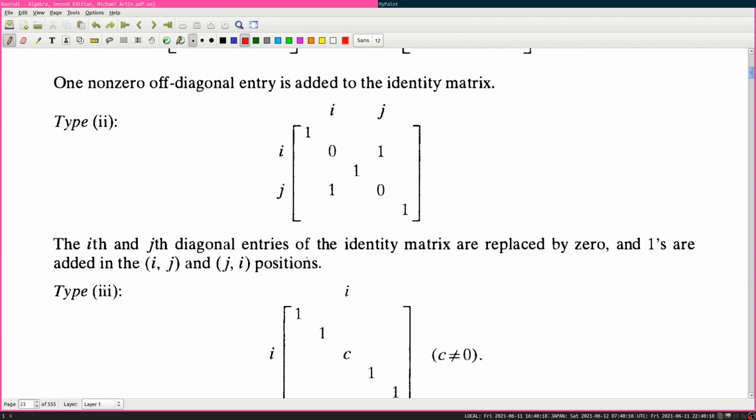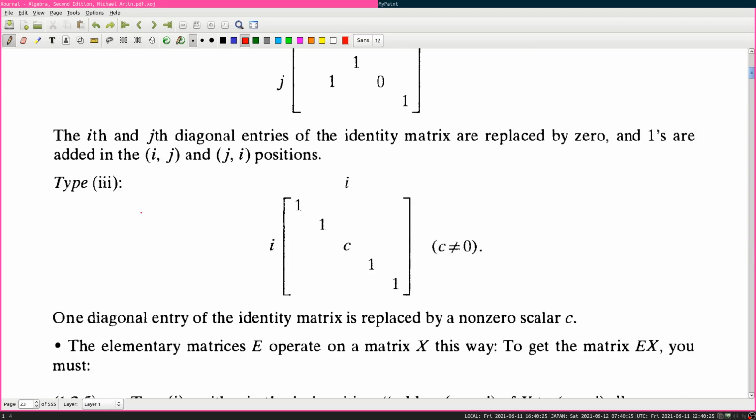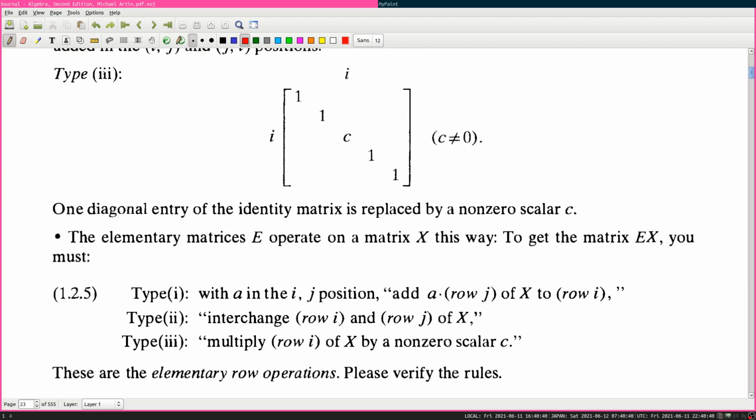The ith and jth diagonal entries of the identity matrix are replaced by 0, and 1s are added in the ij and ji positions. Type 3 is just taking one of the diagonal entries and replacing it with some number c, which is not equal to 0. One diagonal entry of the identity matrix is replaced by a non-zero scalar c. The elementary matrices E operate on a matrix X in this way.